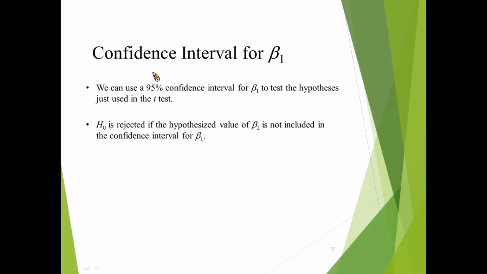And the confidence interval for beta 1: we can use the 95% confidence interval for beta 1 to test the hypothesis, just as used in the t-test. H0 is rejected if the hypothesized value of beta 1 is not included in the confidence interval for beta 1.